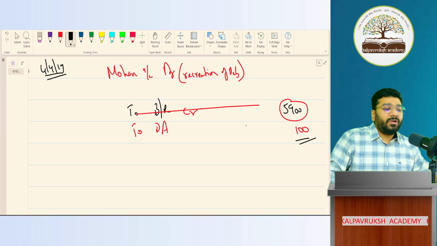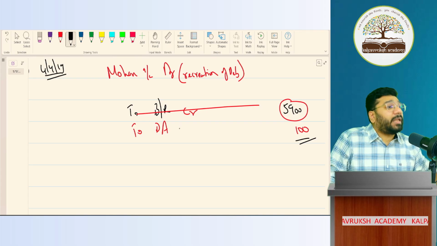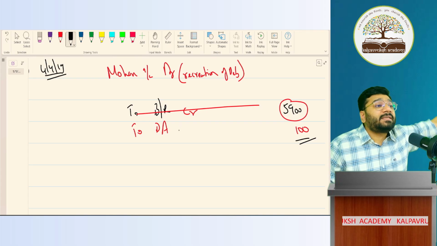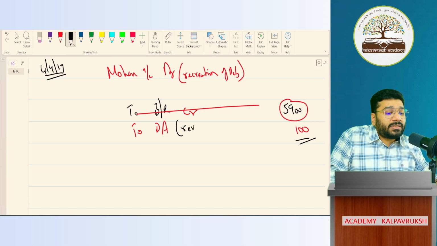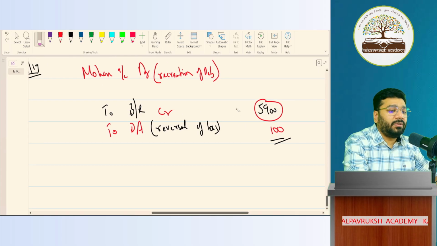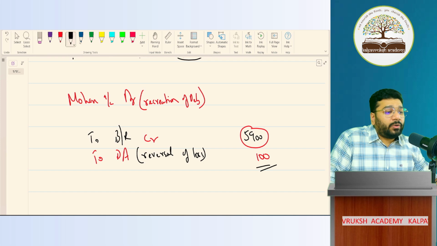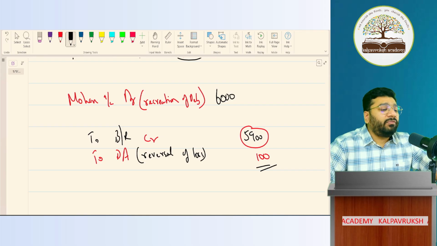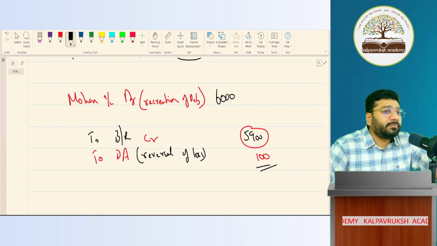Okay. So here we are reversing discount allowed only. Don't put discount received income. It is reversal of discount allowed. So this is reversal of loss. So from Mohan, now tell me people, in total how much will you receive now? 6,000 rupees in total you have to receive. Got it, not got it?